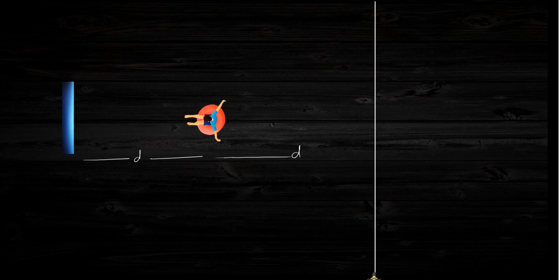The line along which the biker is moving, this particular line, is at a distance of 2d from the mirror, and the observer is at a distance of d. So this is d and this is d. This is given to us. Now let us see how the rays of light will behave.